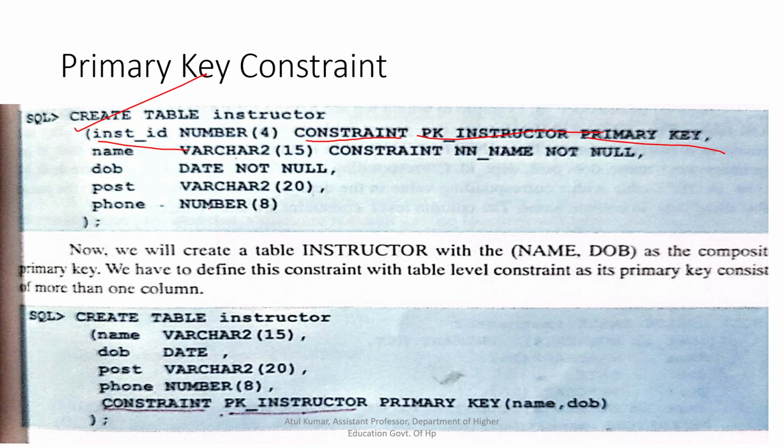Also, if we want to impose the primary key on a group of columns, it can be applied as a table constraint, and the table constraint is always applied at the end of the create table command. So here the name of the constraint is pk instructor, then we have a constraint primary key, and this is imposed on two columns, that is name and dob, that is date of birth.